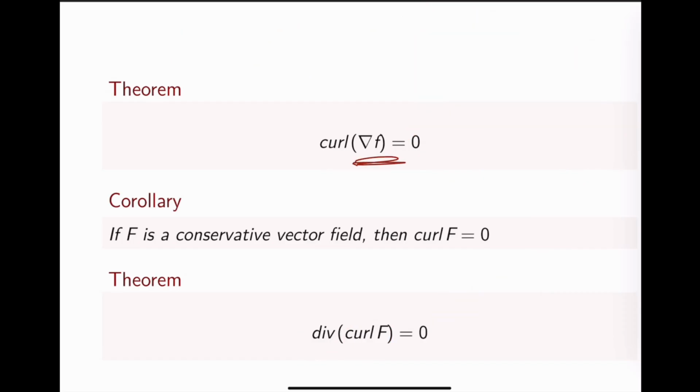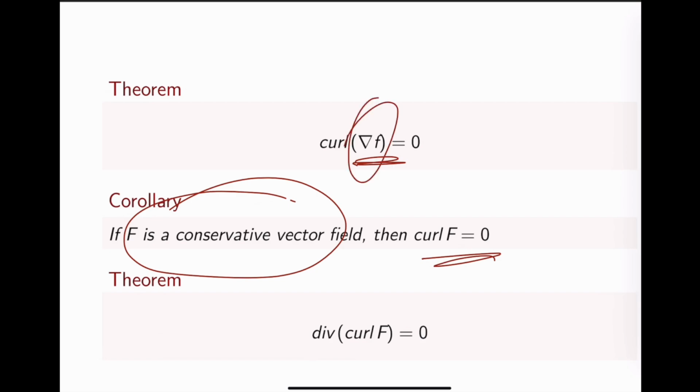And this result that the curl of the gradient is 0 can be expressed in some other way by saying if the vector field is conservative, then the curl is 0. Because if the vector field is conservative, we know that it's the gradient of something, right? And so by the theorem, we know that the curl will be 0.